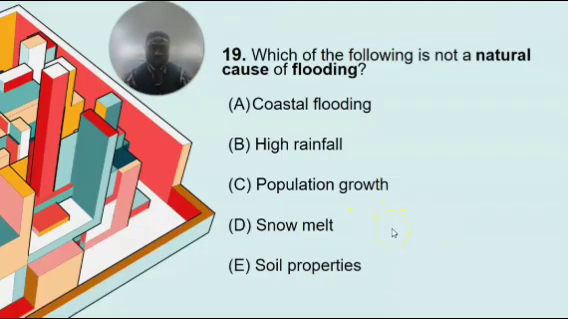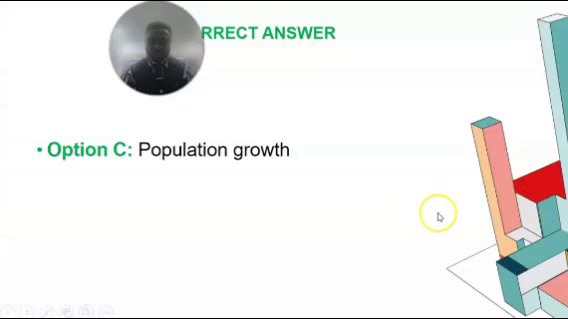Then snow melt, of course, in polar regions, the melting snow is causing a lot of flooding as the organisms there begin to lose their habitats since they dwell in the polar region. Then soil properties, it depends on how porous or non-porous a soil is. It could be sandy soil, loamy soil, or clay soil. Of course, these soils have their different properties and they allow for different porosity. So the properties of the soil also can determine whether it can hold water or cannot retain water and the water flows through. So option C is the correct answer. Now population growth, have you taken note of that in your biology notes? Now let's move to the next question.